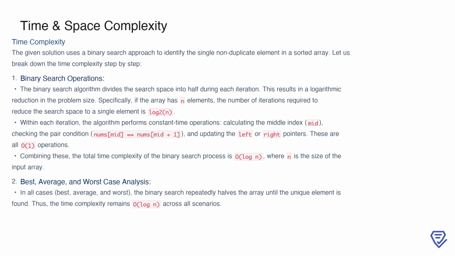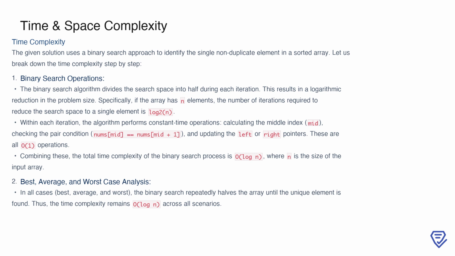Within each iteration, the algorithm performs a few constant time operations, like calculating the middle index, checking if the middle element forms a pair with its neighbor, and adjusting the search bounds by updating the left or right pointers. Since none of these actions depend on the input size, their individual time complexities are O(1). When you combine the logarithmic reduction in search space with the O(1) operations in each step, the overall time complexity of the binary search process is O(log n).